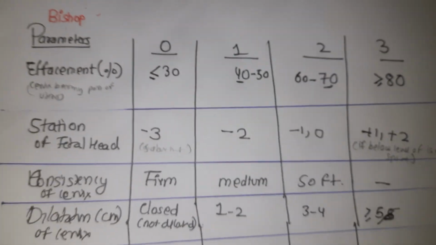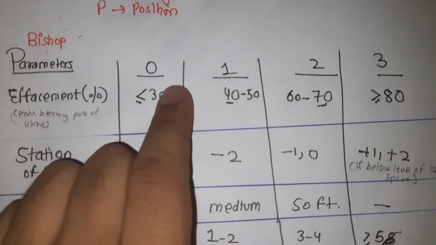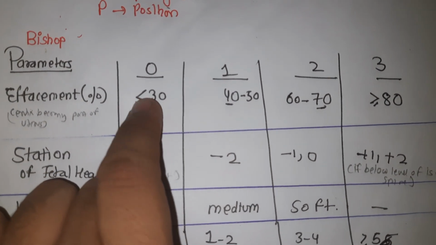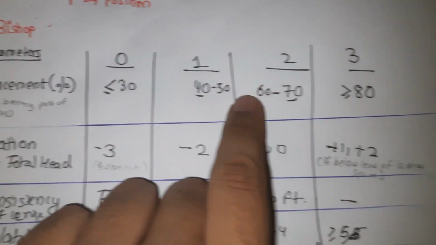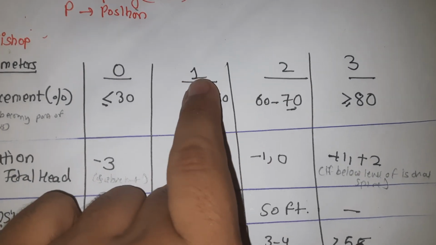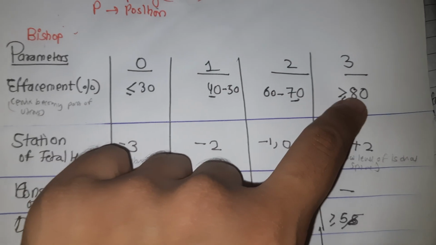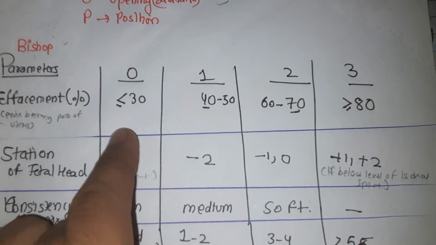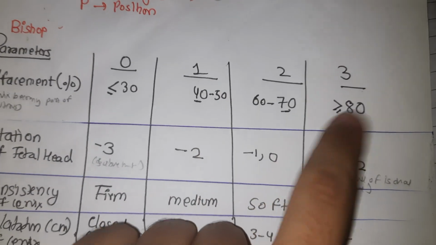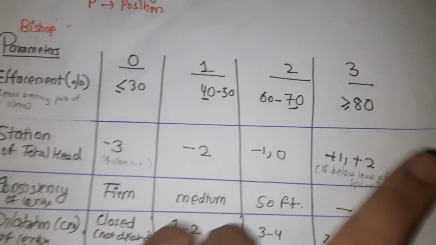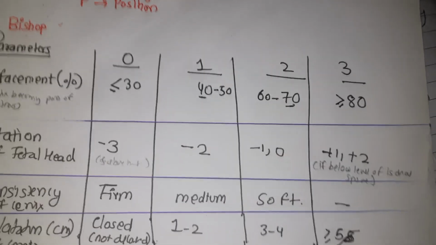And we score effacement on a 0 to 3 scoring system. If the effacement of the cervix is less than or equal to 30%, then it is score 0. If it is 40 to 50, it is 1. 60 to 70, it is 2. And if there is more than 80% effacement of the cervix, then it is score 3. This can be remembered easily: no need to remember the range, just remember 30, 40, 70, 80. In this way we can remember the scoring system.